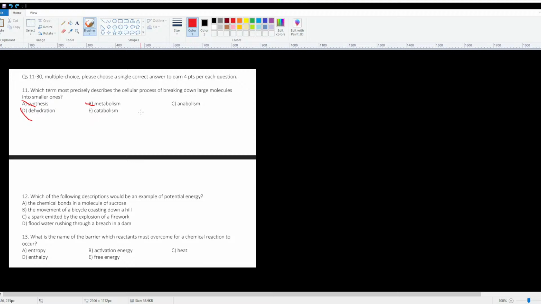Anabolism would not be breaking down; it would be building up, of course. So that would be incorrect, leaving only catabolism as the correct answer. Breaking down large molecules into smaller ones.